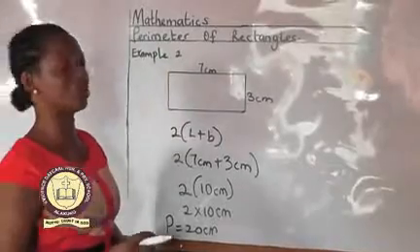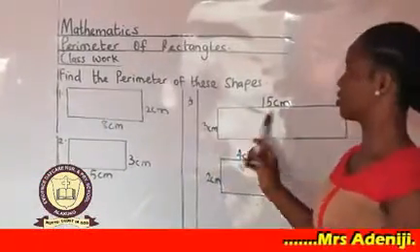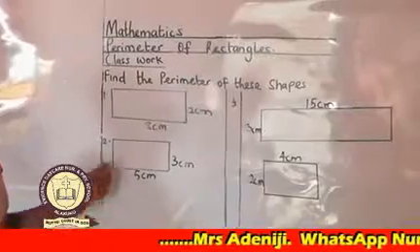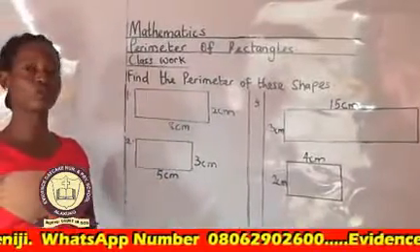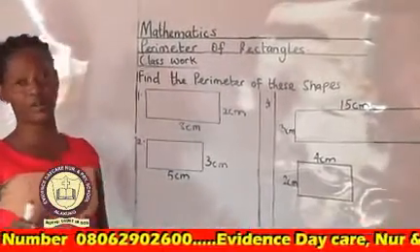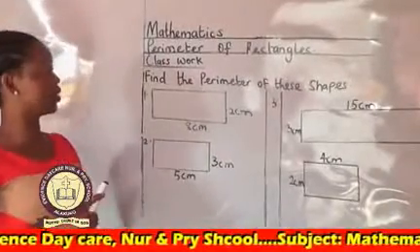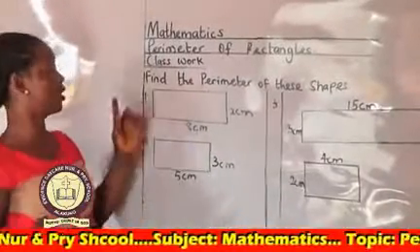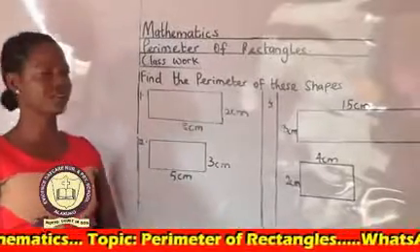Now you are going to do this one for me as your class work. You are going to find the perimeter of these shapes. Don't forget that your formula for calculating your perimeter is perimeter equals 2 into bracket length plus breadth. That is 2 times the addition of length and breadth. That is your perimeter. Thank you for listening.